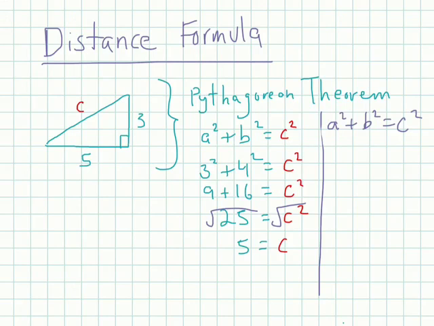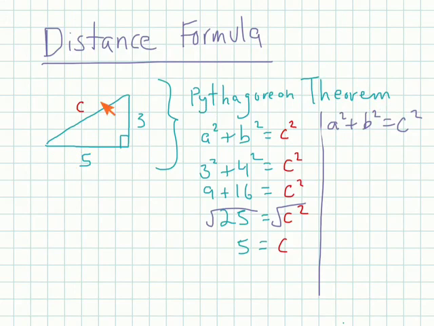Last but not least, we have the distance formula in the coordinate plane. The distance formula is derived from the Pythagorean theorem. Just to refresh, the Pythagorean theorem says that the legs of your right triangle, a squared and b squared, are equal to the hypotenuse squared.